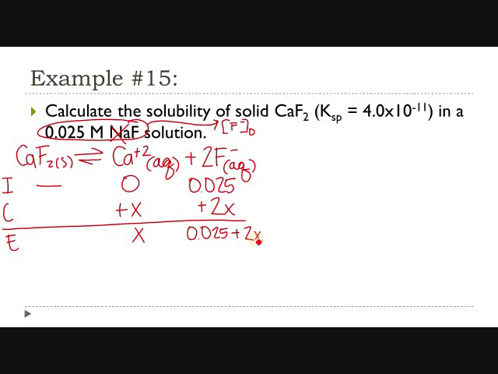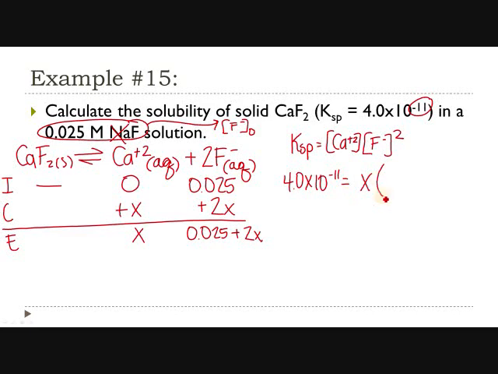Excuse me. So now, again, 4 times 10 to the negative 11, that is a very small KSP value, so we can make an assumption when we solve. So just so that you see what that looks like, I'll plug everything in first. So we've got the KSP is the calcium times the fluoride squared. So we're going to have 4 times 10 to the negative 11 is equal to x times 0.025 plus 2x whole quantity squared.